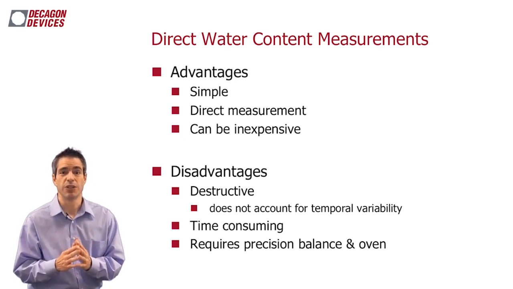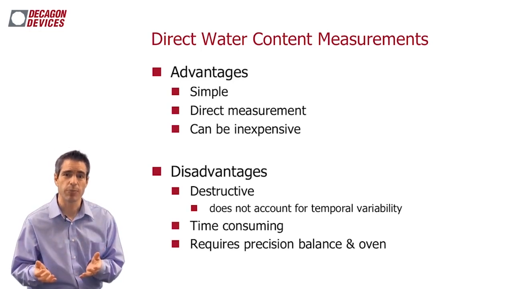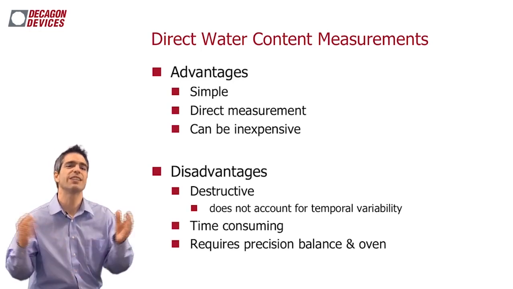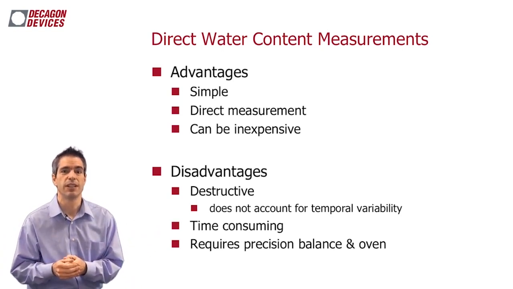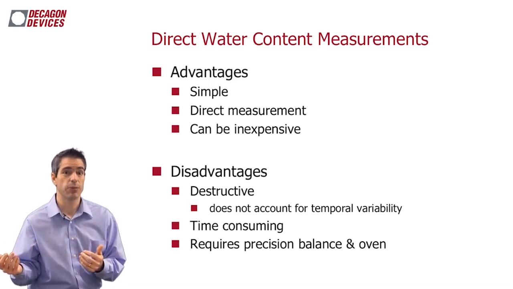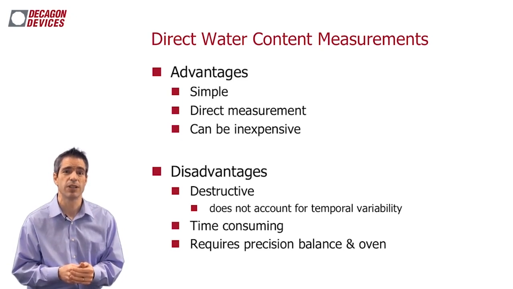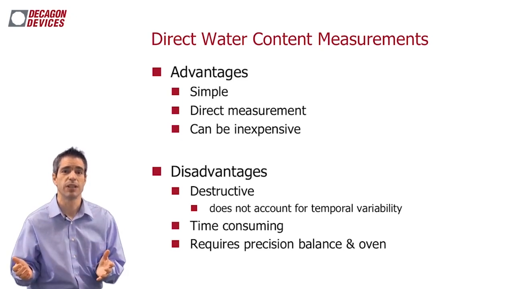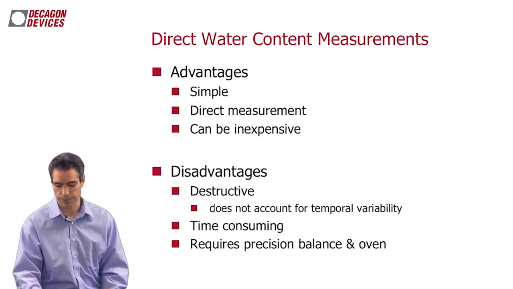Also, to do this is time consuming. Often we don't want to take just one sample of water content. We want to take a lot of samples. And to run a lot of samples through the oven does take quite a bit of time. And finally, if you don't have them in your lab available, of course, you're going to have to buy a precision balance to make those careful weight measurements and an oven to run this technique.